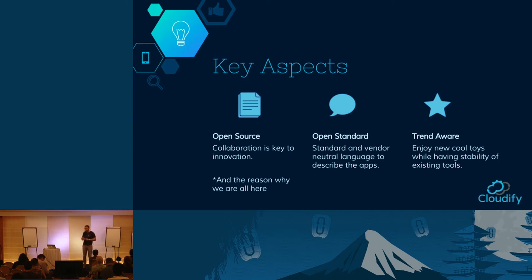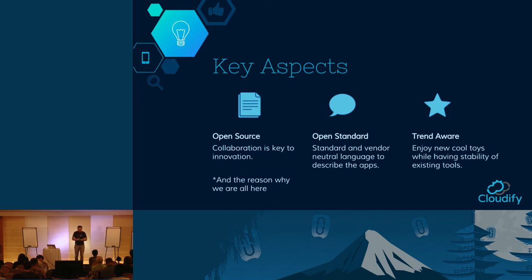The second is not less important, if not even more: open standards. Open standards means we're all speaking the same language. We're all using a standard way to do things. And I'm going to dive into that in a second. The third important aspect is to be trend aware. Once you have a new cool technology, you can seamlessly play with it, deploy it and use it, but you should also be able to keep on using well-known and proven technologies at the same time.